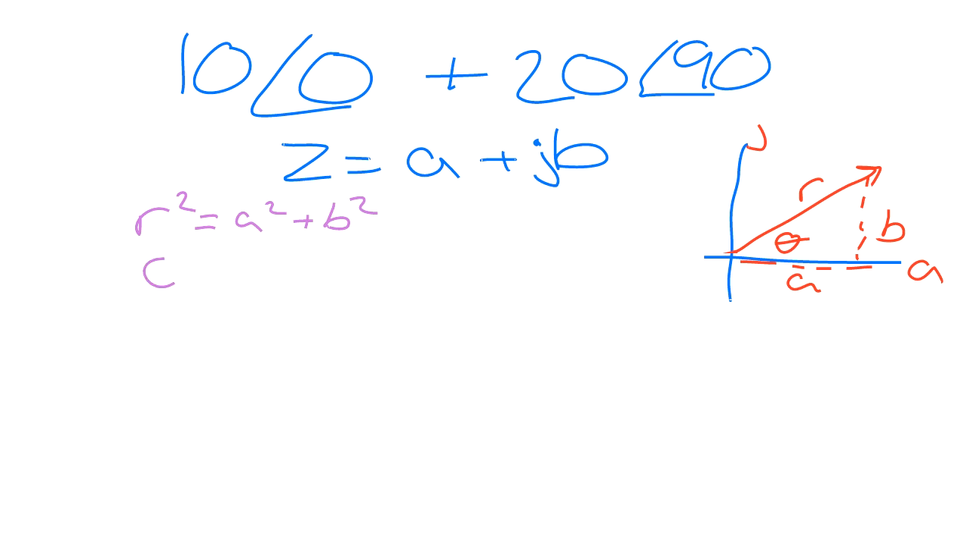This should be familiar from trig. I know some of you may not have taken trig yet, but are currently taking pre-cal. But you should be learning something that looks like this, where you have cosine theta equals a over, in this case, r.